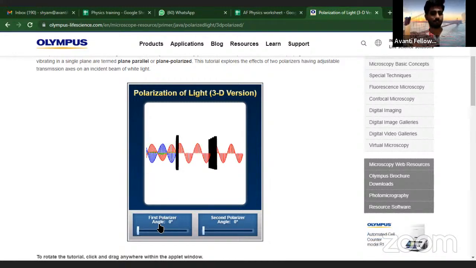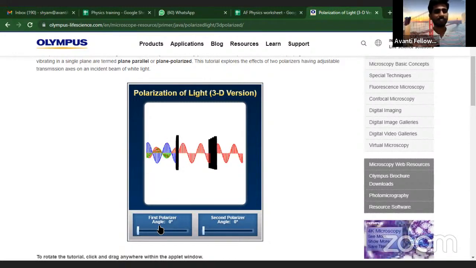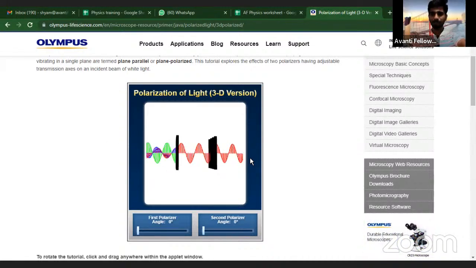Yes. If it is possible, just zoom your screen up to this setup. Okay, zoom it as much as the setup is.